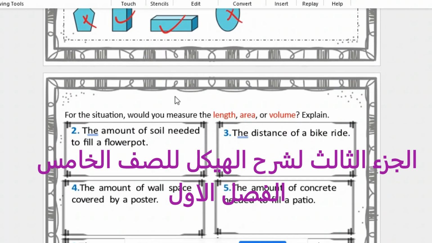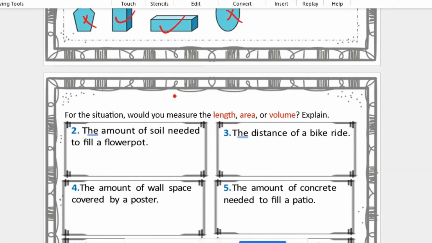Question 2 says, for this situation, would you measure length, area, or volume? So let's read our situation. The amount of soil needed to fill a flower pot. A flower pot is a three-dimensional figure, and an amount of soil needed refers to volume. So this is a volume, as we need to fill a three-dimensional flower pot.